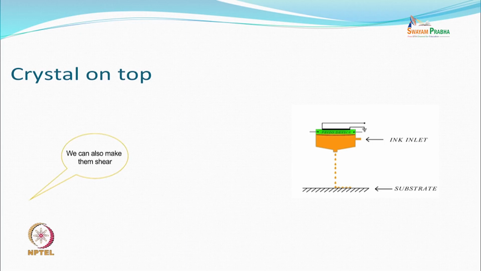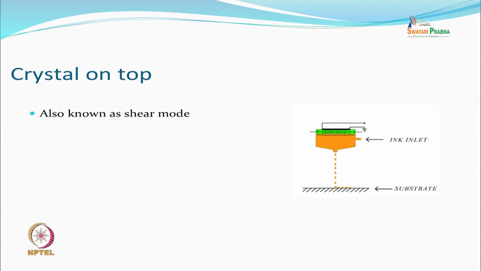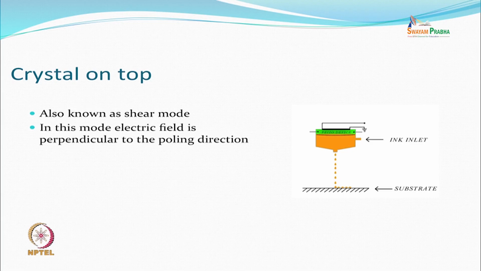So we can also make them shear. Yeah, they can shear also. This mode is also called a shear mode. Crystal on top. In this, the electric field is applied perpendicular to the poling direction. So you have a material which has been poled in a direction, and the electric field is not applied in the direction of the poling or opposite to that; it is perpendicular. So there shears are obtained also.